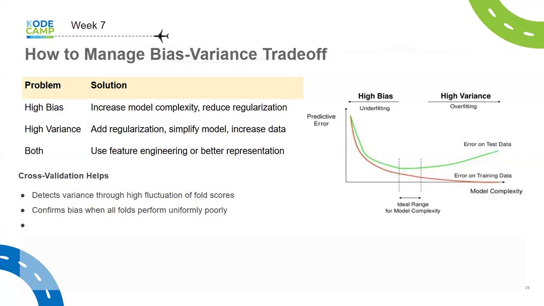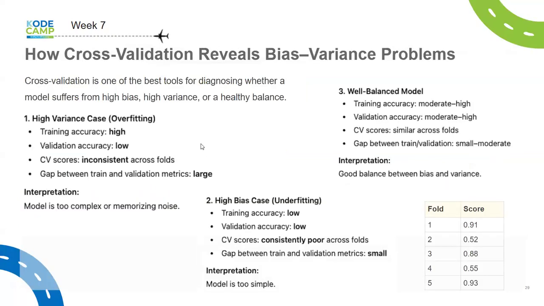You have high fluctuation of fold scores. But how you can detect bias is that all the folds will perform poorly in all cases, right? The reason for the high fluctuation is that the model is overfitting on some of the training data and not really overfitting on others. When we say the measurements or the scores, we are talking about the metrics again: accuracy, recall, whichever one you choose. So you can use cross-validation to do that.